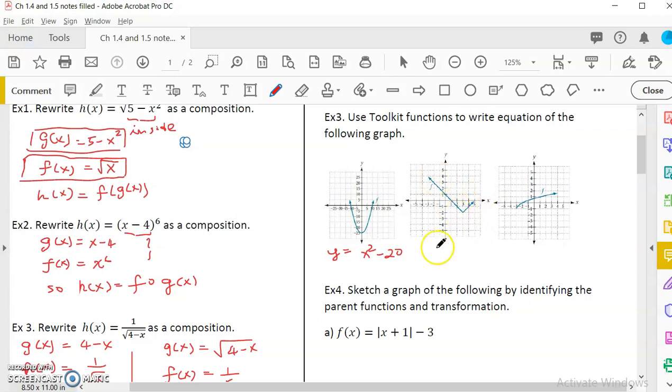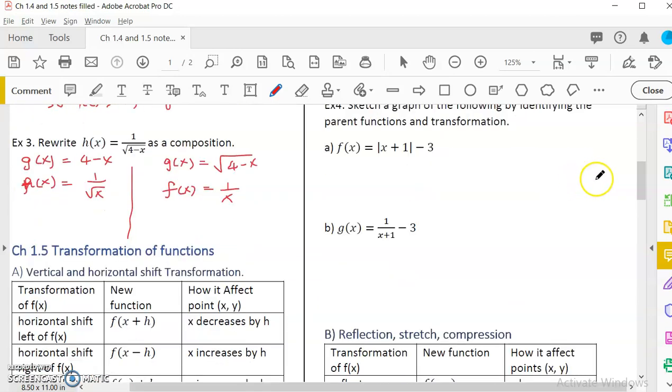This looks like an absolute value function, but it shifts to the right by 3. So inside you minus 3, but it's down 2, minus 2. This one seems to be a square root function that shifts to the left by 3, so we add 3, and up and down is down 1. By understanding what has changed to the original toolkit function, you can actually write a formula.